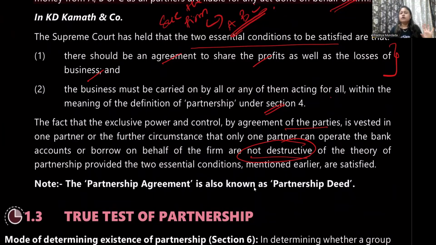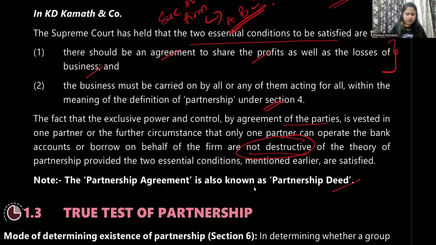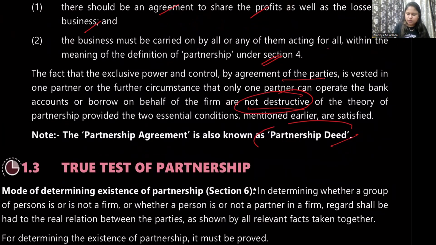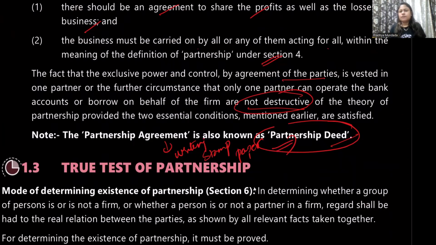The idea should be what? Do they have agreement? Yes. Are they running business? Yes. Are they sharing profit and losses? Yes. Is every partner getting bound by each of them? Yes. If that much is there, then you delegate power to one or all, will it be partnership only? Yes. That's the idea. The partnership agreement is also known as partnership deed. So if this agreement is in writing, on stamp paper, that same agreement we call the partnership deed.